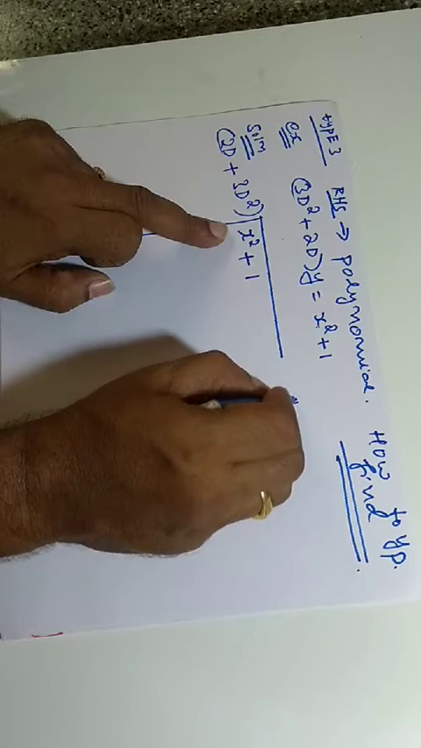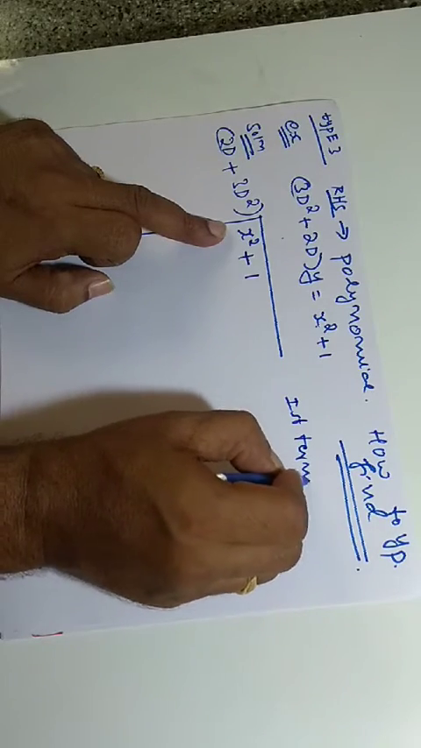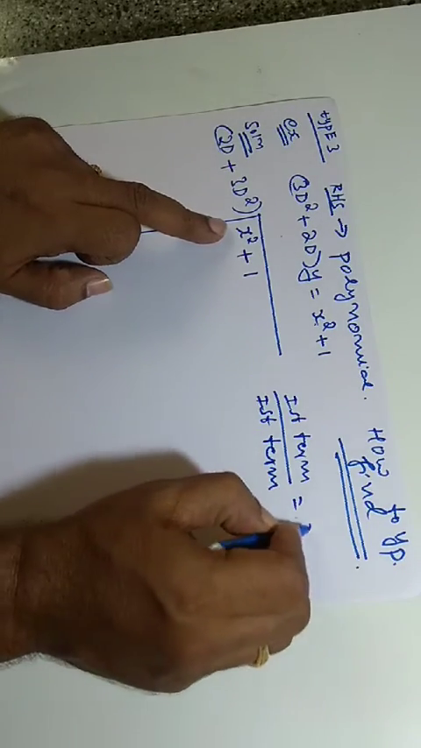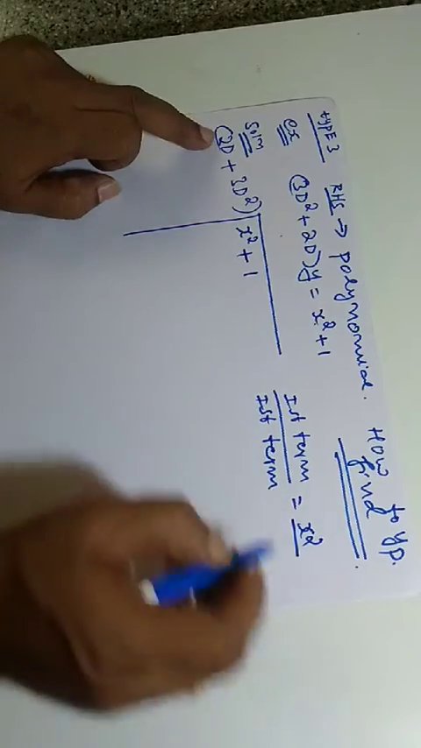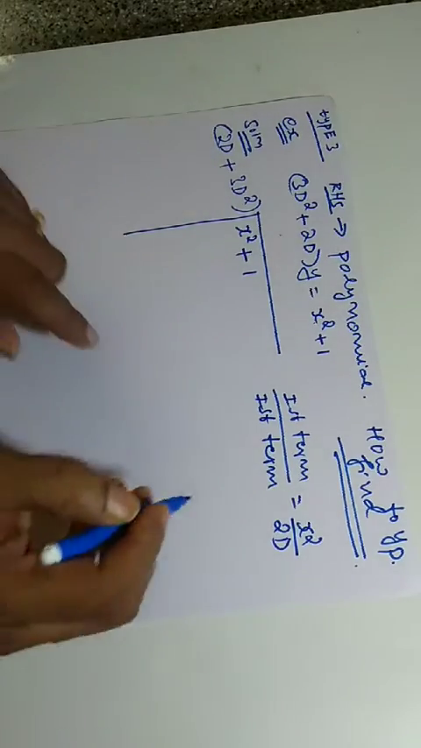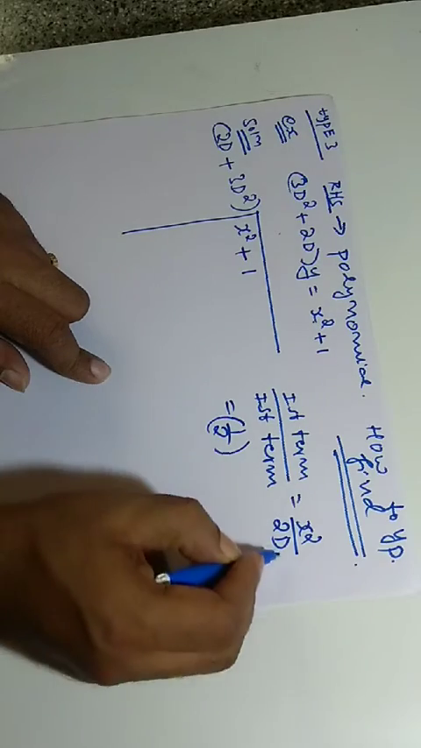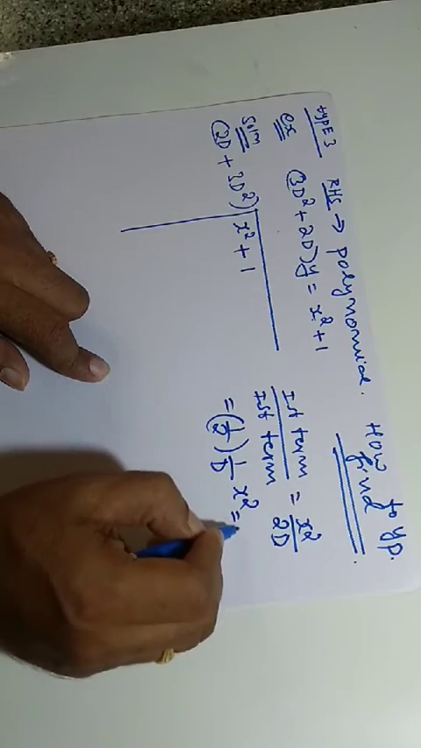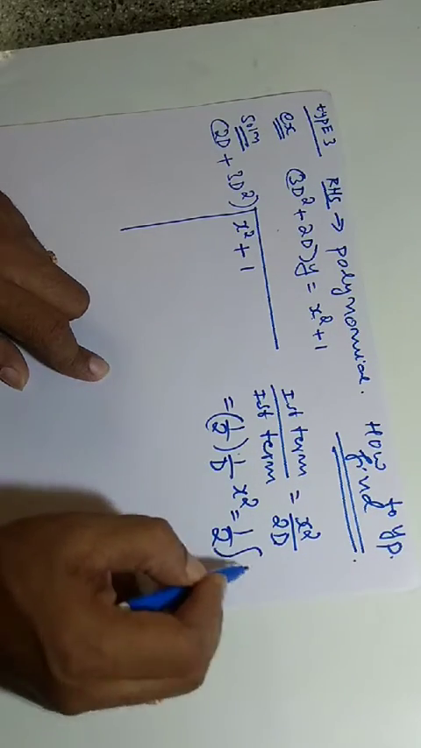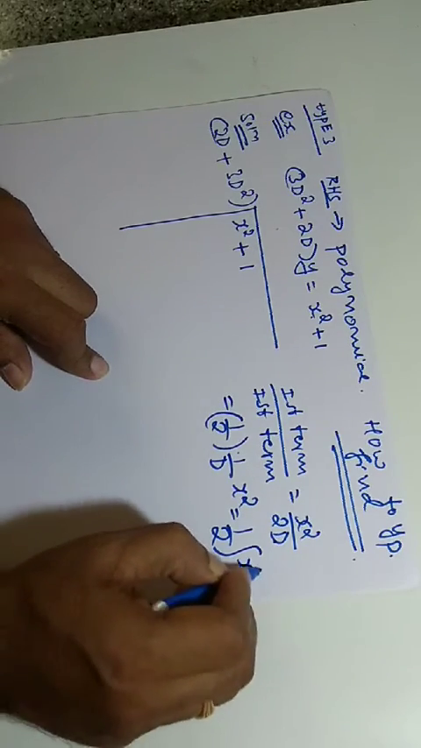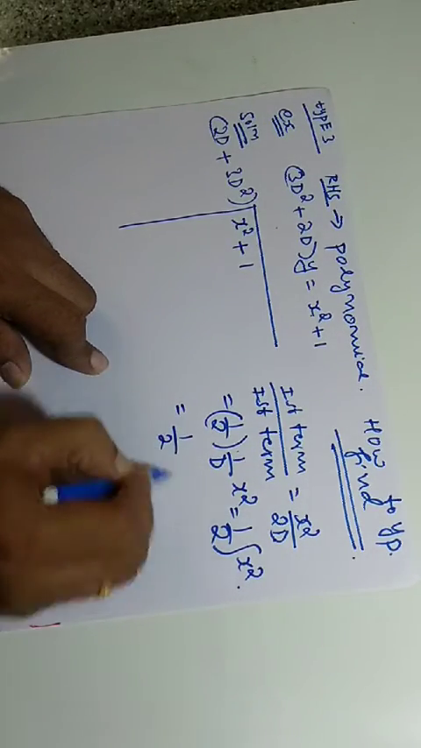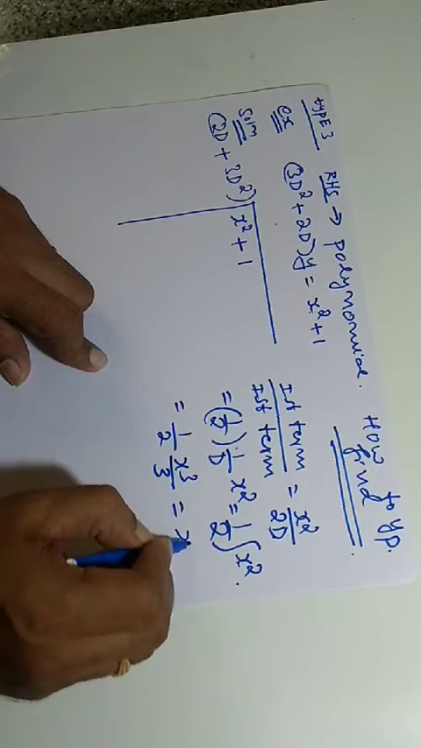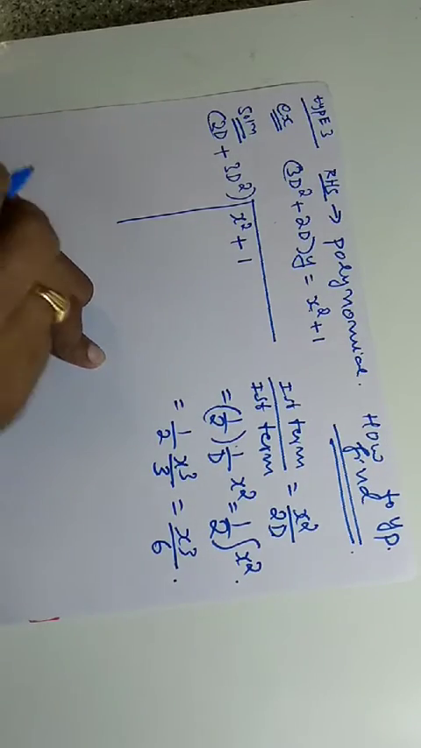Now what is the procedure? I had told you, first term by first term. What is the first term here? x squared. What is the first term here? 2D. So what does it mean? It means 1 by 2 into 1 by D. 1 by D of x squared means half into integral of x squared, which is x cubed by 3. So therefore this is x cubed by 6.